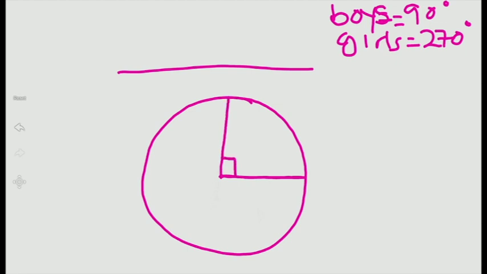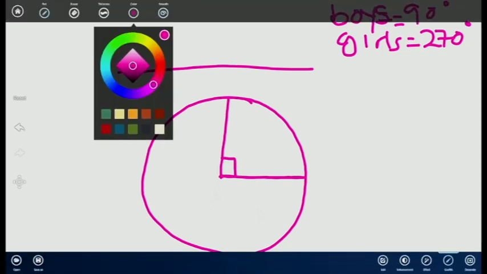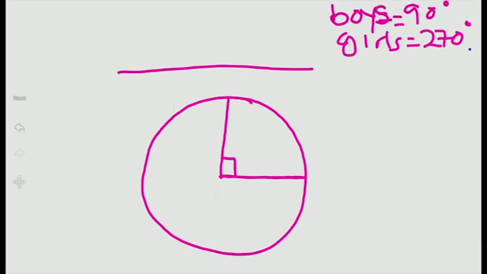After you have drawn your radius, you then take your protractor and measure 90 degrees. And then once you've got your 90 degrees, which represent the boys, right, you can label that 90 degrees and then write that this 90 degrees is for the boys.